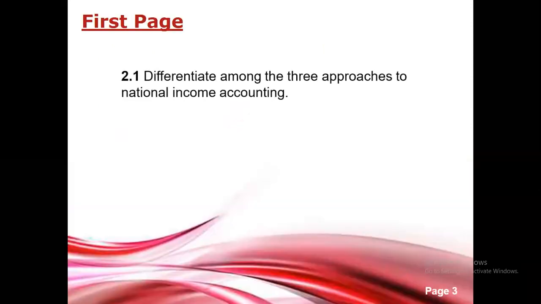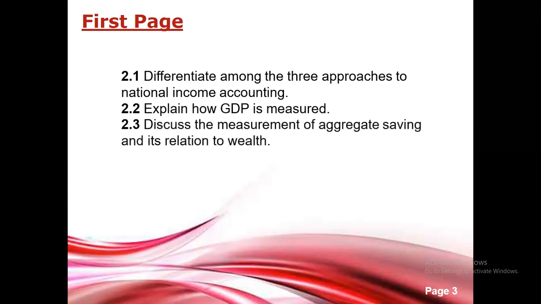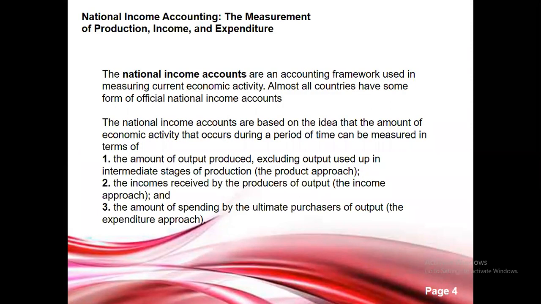The content of this chapter would be as follows. Firstly, we will differentiate among the three approaches of national income accounting. Then we will discuss how GDP is measured. Then we will discuss measures of aggregate saving and its relation to GDP. Then we learn how to calculate real GDP, price indices and inflation. Finally, we will discuss the difference between real and nominal income and interest rate.